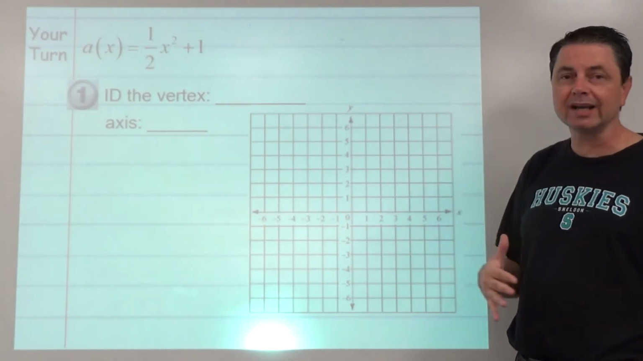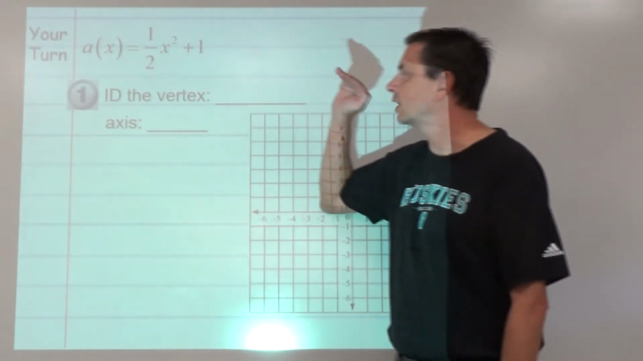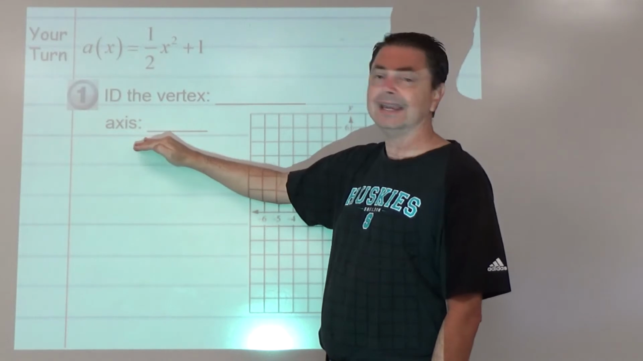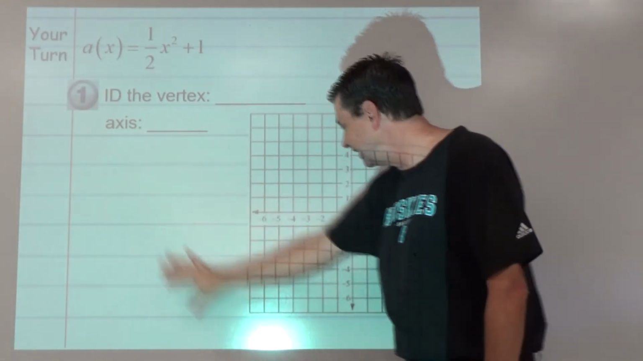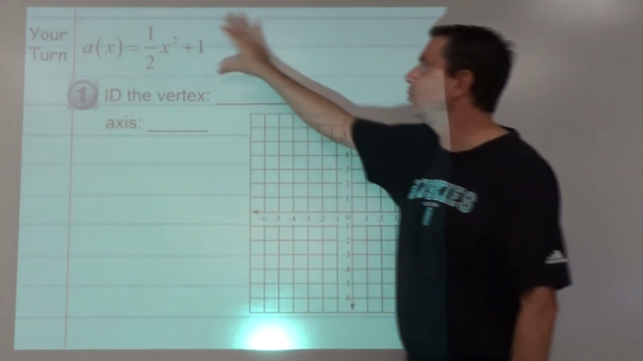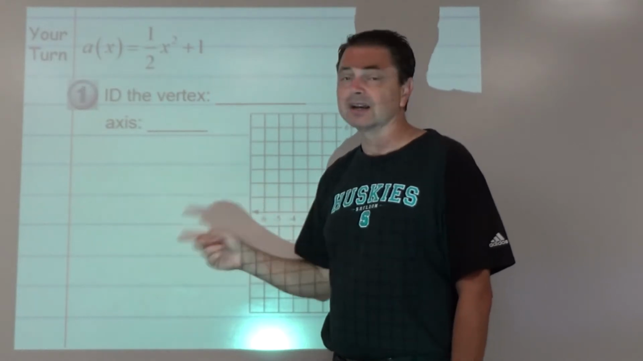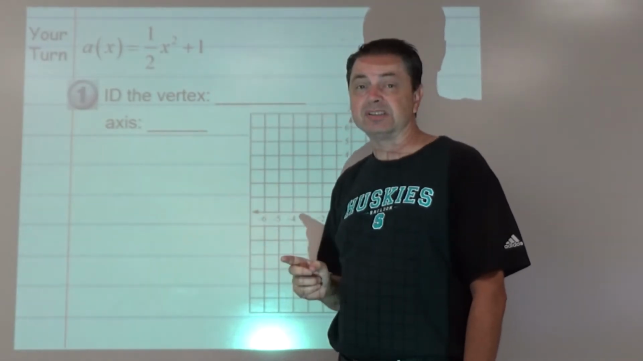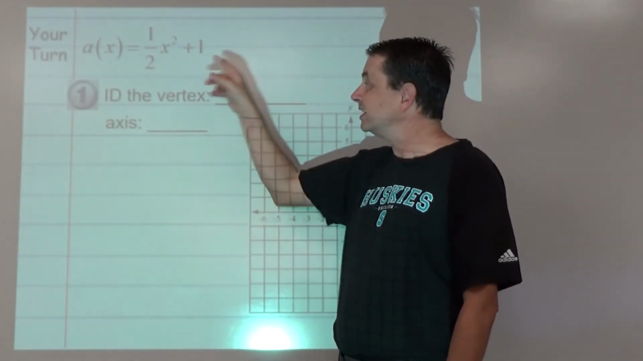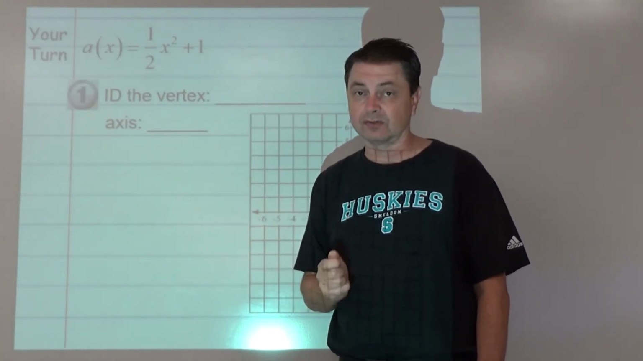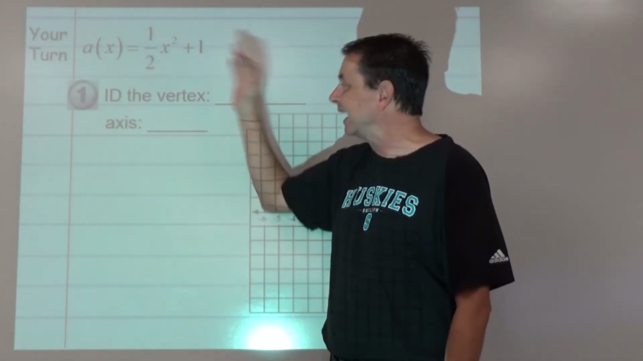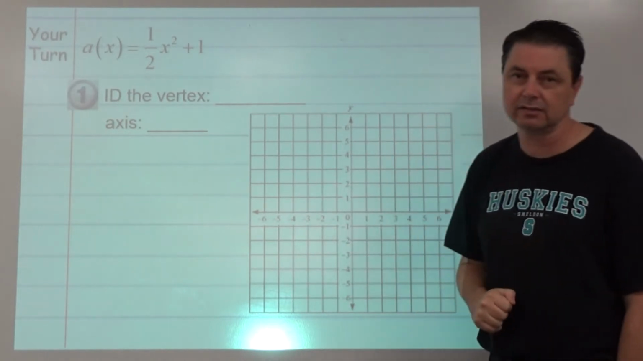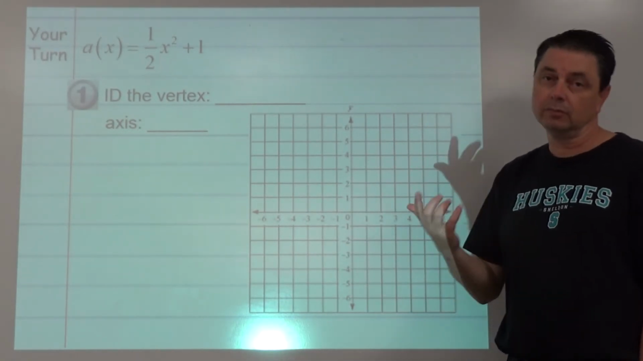All right, go ahead and pause the video here as you try to identify the vertex and the axis of symmetry. Get your 5 points based on the function a of x. It looks like it might be standard form. Yeah, maybe it is. But this is actually also vertex form. So see if you can look at it and go right to the vertex. Pause here. Hit play when you're ready.